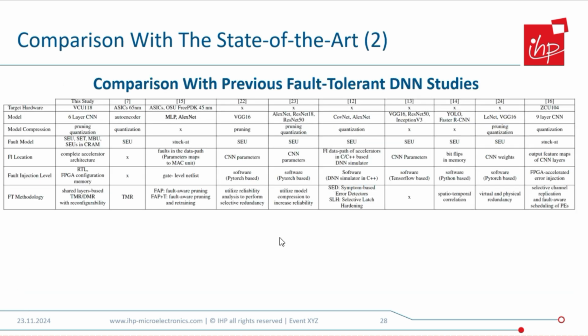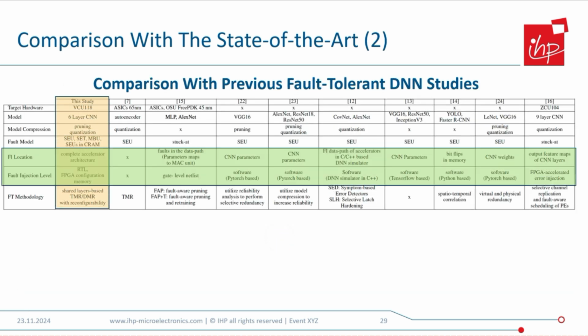This is also another comparison, and one of the major differences between our results is that we injected faults in the complete accelerator architecture of the neural network, and we also injected at the RTL level and directly in the configuration memory of the FPGA. While other studies, the majority of the time, are only injecting faults in the CNN parameters, which are the weights of the neural network, and they are completely ignoring the architecture of the neural network. And a lot of them do it at the software level.